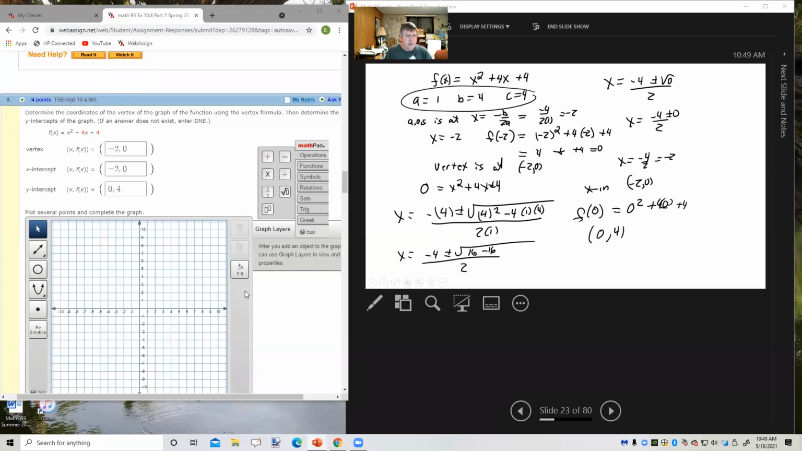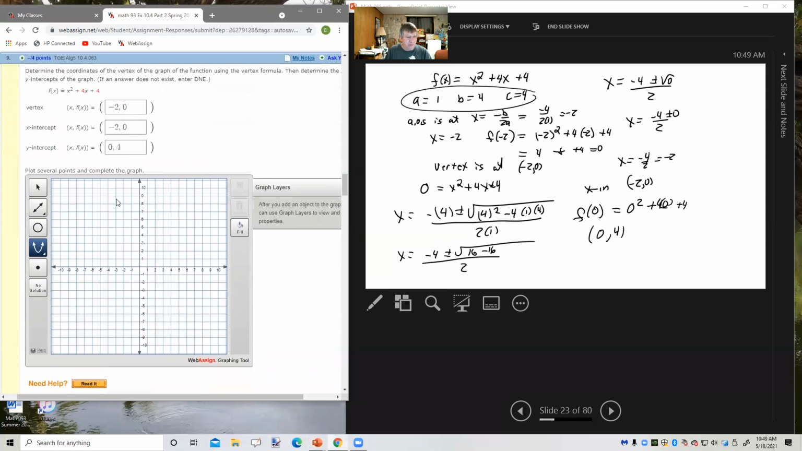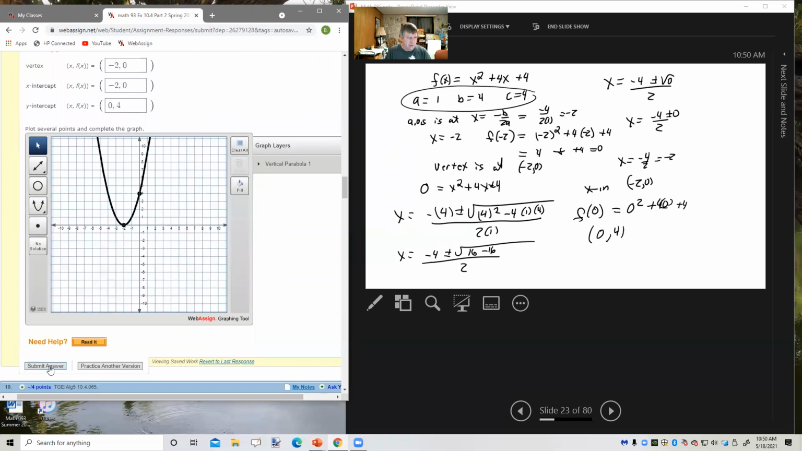Okay, now to graph this thing, just like before, graphing parabolas, first of all, we want to turn this square blue. We want to start with the vertex, -2, 0, and then plot one other point. Well, I already have a couple more points here that I found, so I don't have to find any new points. The x-intercept is at -2, 0. Well, that's the same point here, so I can't use that. The y-intercept is at 0, 4. And there we have it. Let's see what it says.